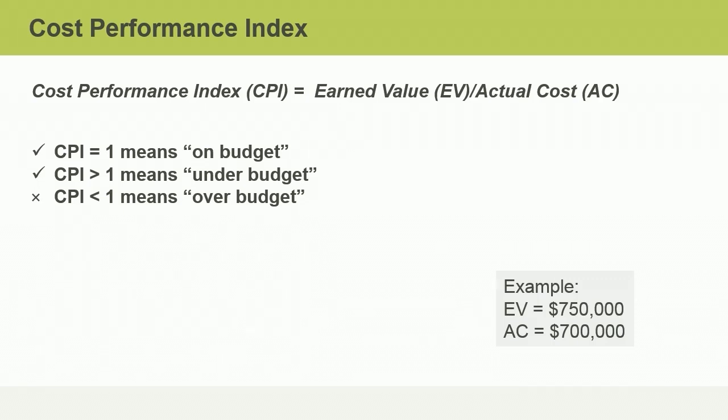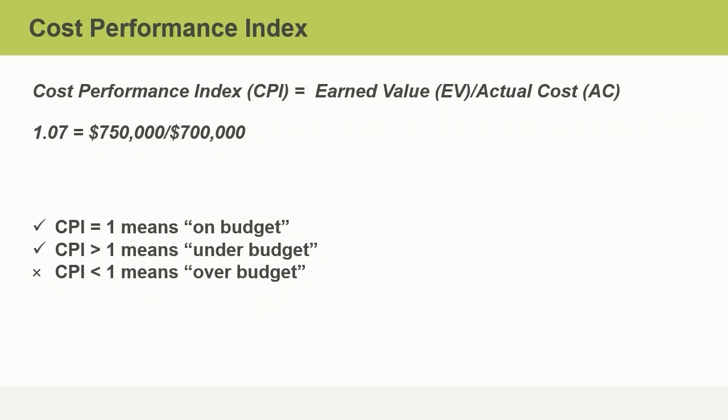Can you determine the CPI? If you'd like more time to think about your answer, just pause the video and resume when you're ready. If you said that the CPI is 1.07, you are correct. What does this mean for our budget? We know that we are under budget because the CPI is greater than 1. But just how do we express our cost performance? A CPI of 1.07 indicates that for every dollar we have spent on the project, we have created $1.07 in value.